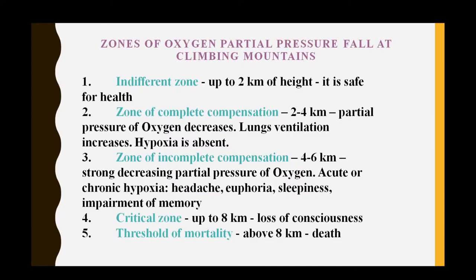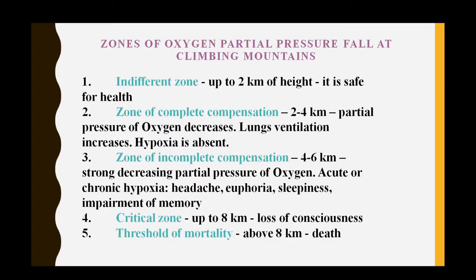On this slide, you can see zones of oxygen partial pressure fall at climbing mountains in different zones. Up to 2 kilometers of height, it is safe for health. Next height, zone of complete compensation, from 2 up to 4 kilometers: partial pressure of oxygen decreases, lung ventilation increases, but hypoxia is absent. But the zone of complete compensation is safe only for healthy people.